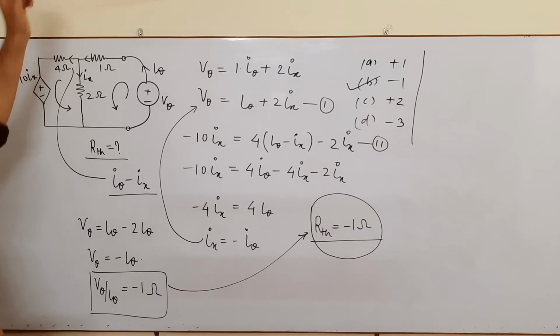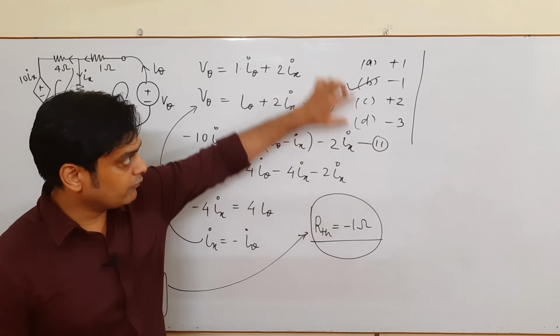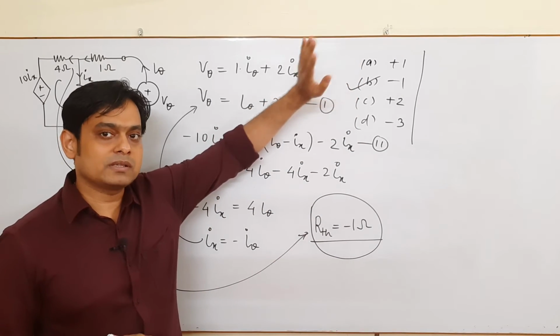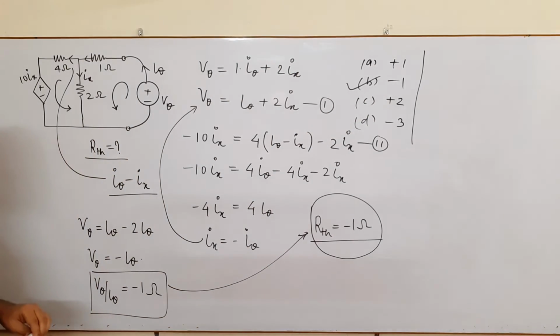I have taken this problem just to help you understand that the value of RTH comes to be minus 1 ohm, and it is correct. Don't get confused by putting the value of RTH as plus 1 ohm. That should be wrong. Okay, so your correct answer is what? Minus 1 ohm. So with this, the problem is finished. We move on with the next problem.